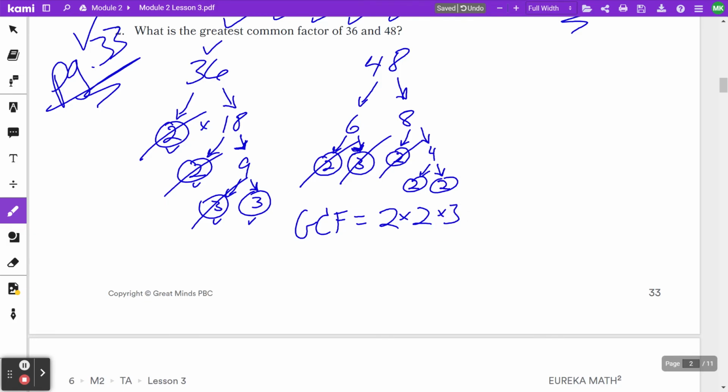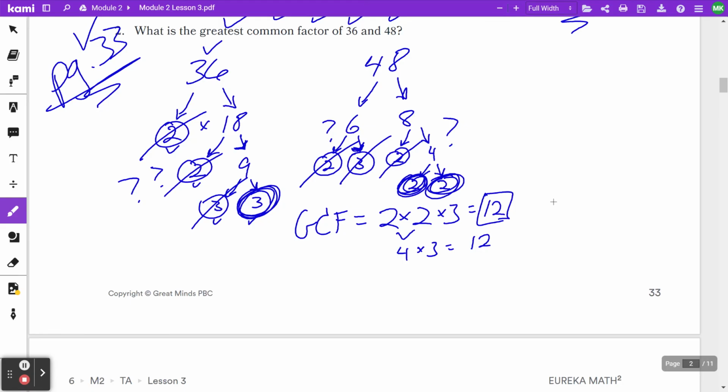Now I am left with a 3 over here, but there are no 3s on the other side, so I have to leave that. I have a 2 over here, but there are no 2s left over here, so I leave that. There's another 2 over here, but again, no 2s over here, so I leave that. So now I'm ready to rock and roll. All I have to do is take these guys and multiply, and I get 12. There it is. So guess what? My GCF equals 12. And that's how it works.